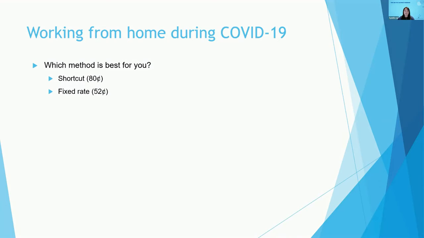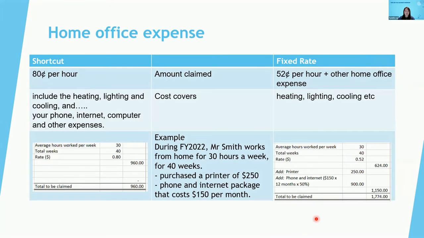And by simply looking at the cents per hour that you can claim, which is 80 cents versus 52 cents, you might think that the shortcut method will definitely be the best method to go with. But is that really the case? We will see. So for example, here we have laid out the comparison between shortcut method and fixed rate method.